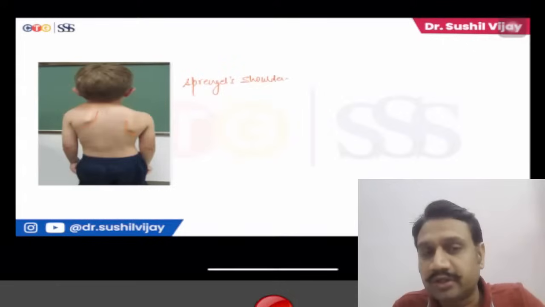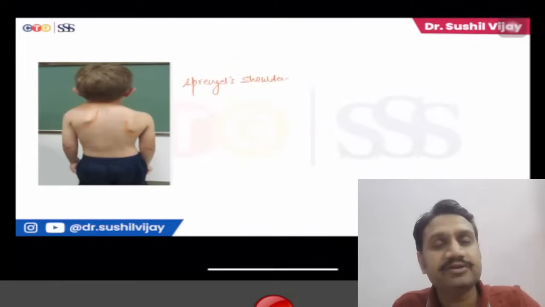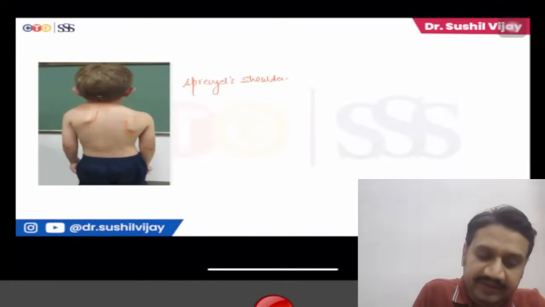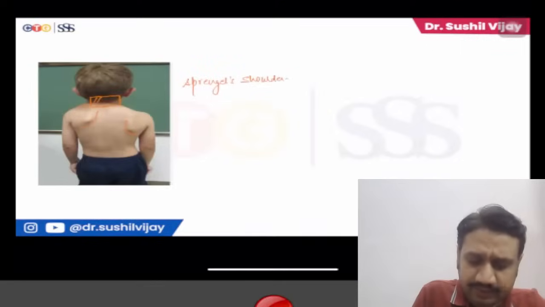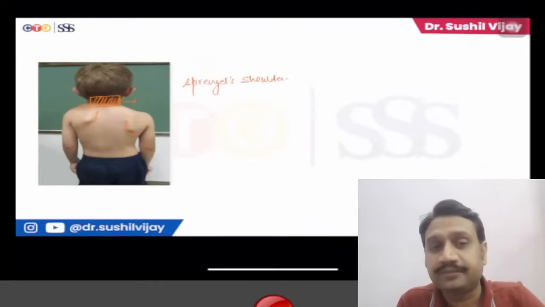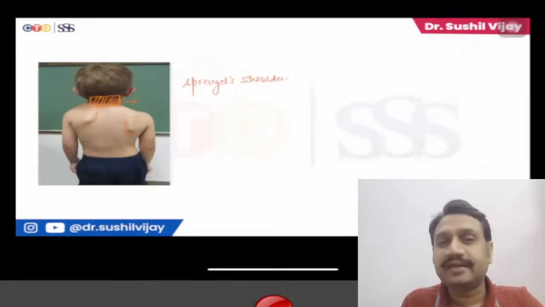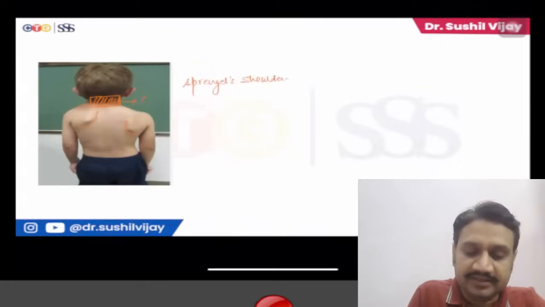And this Sprengel's shoulder can be an individual entity, or it may happen in relation to some other defects in the child. For example, if there is cervical spine fusion, in this area you can appreciate that the neck is too short or the neck is not there, right? Then this is cervical spine fusion, and some curve can also be appreciated on the back, right?